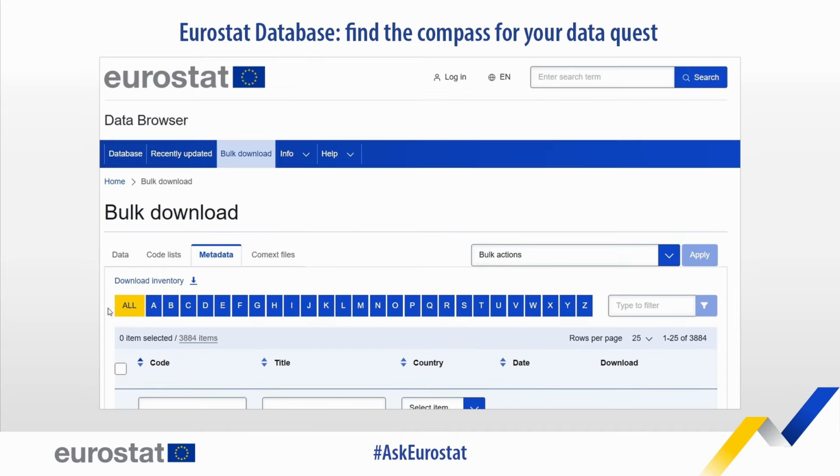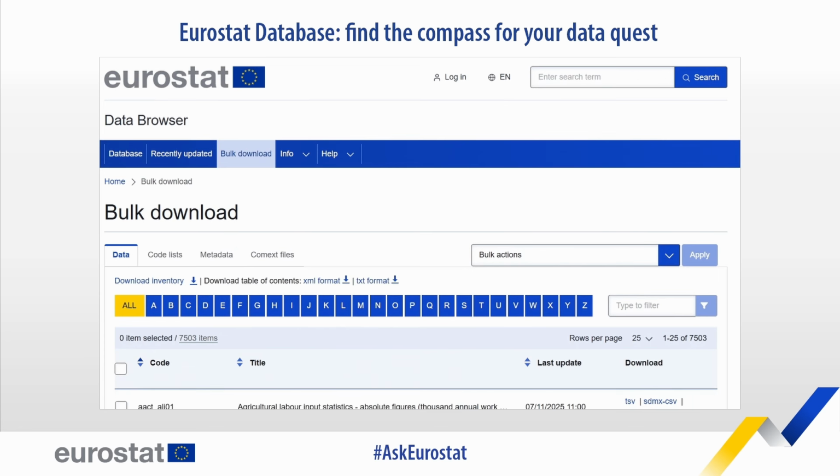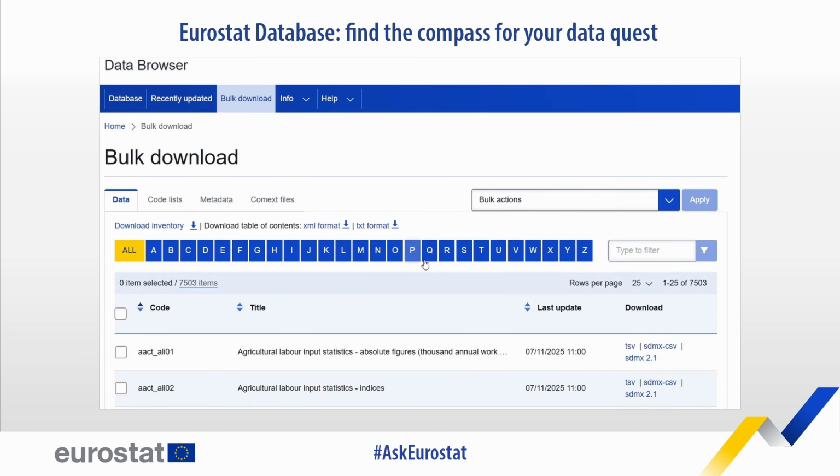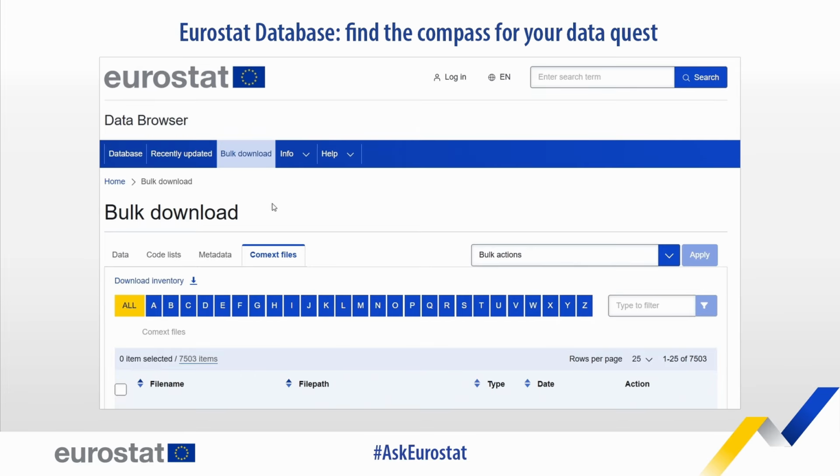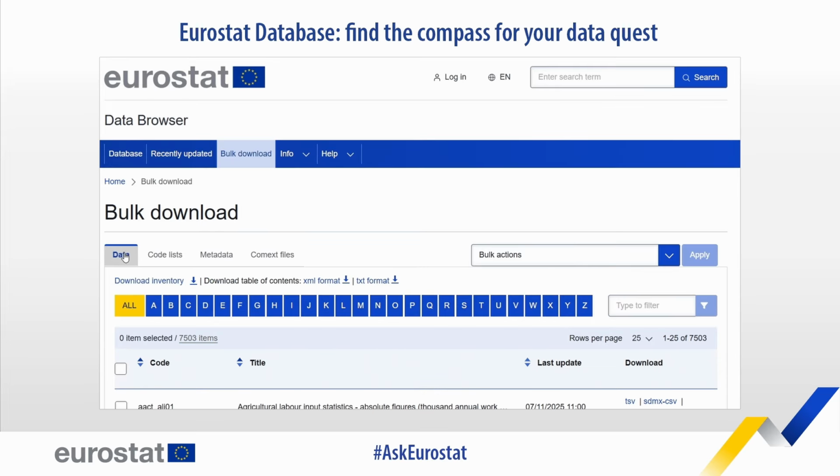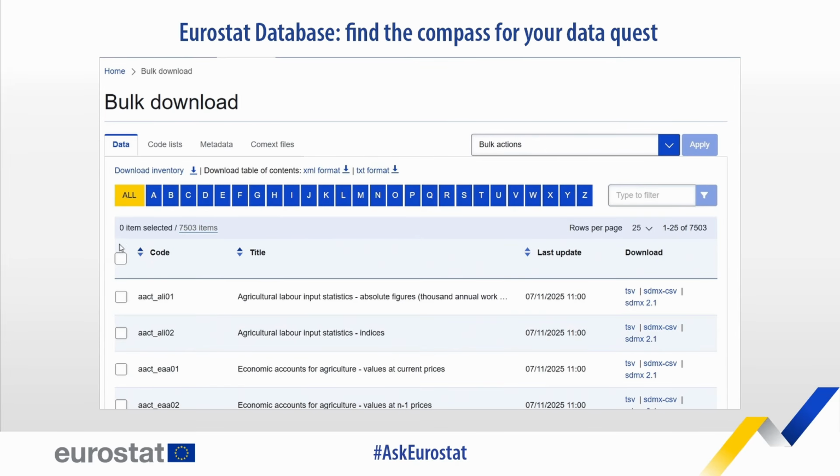As you can see here, the first tab gives you access to all Europe-based datasets listed in alphabetical order. Only datasets from the international trade domain and industrial production are available in a separate part under the COMEX Files tab. For all other domains, you can search and select the datasets you need directly from this interface. As you see, you can search alphabetically or use the filter.